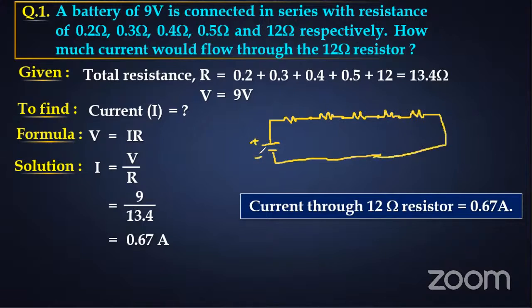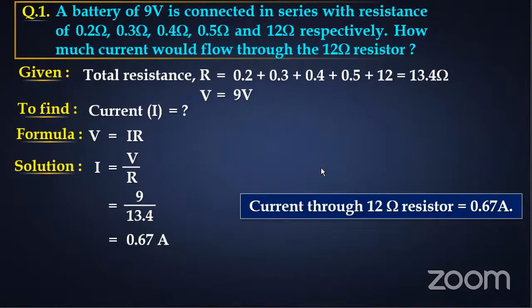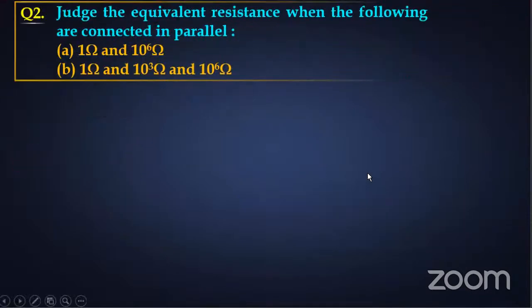Here is a plus and minus 9 volts battery. The amount of current I going from here is the same amount of current that will flow through all resistors. No matter which resistor it is, the current flowing through all resistors is equal. Why? Because they are connected in series. Keep it in mind: whenever a number of resistors are connected in series, the current flowing through all resistors is the same.